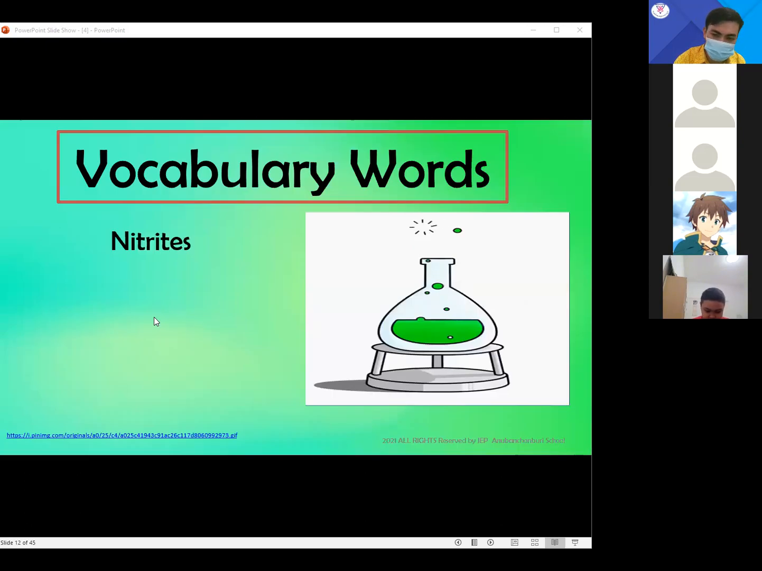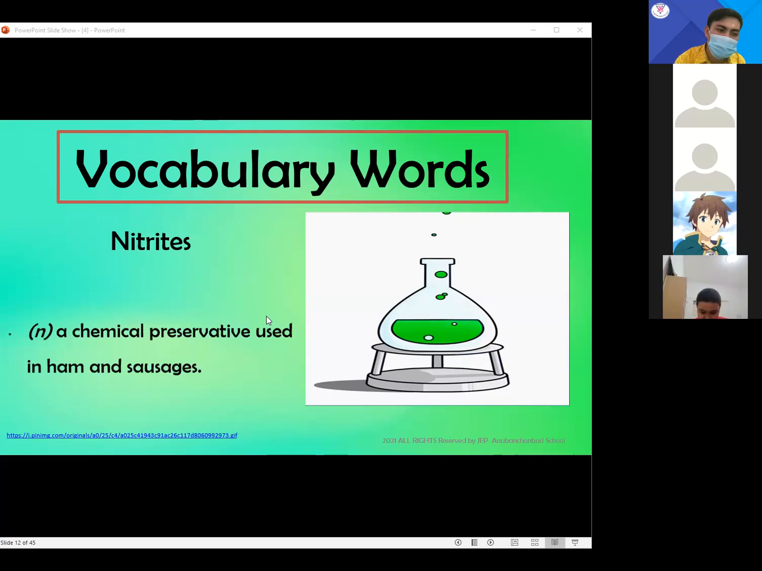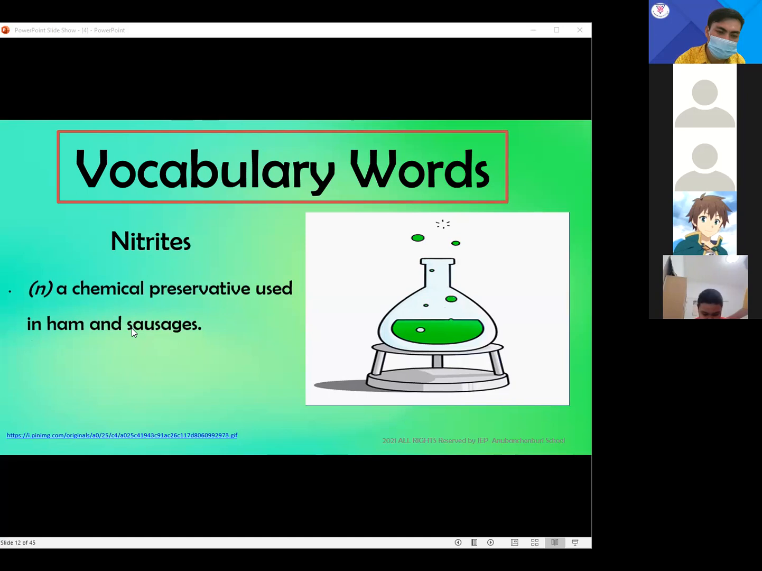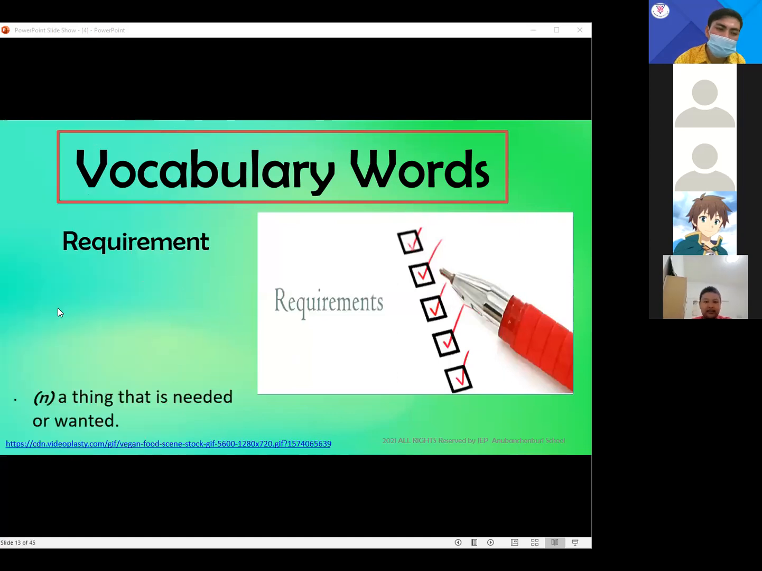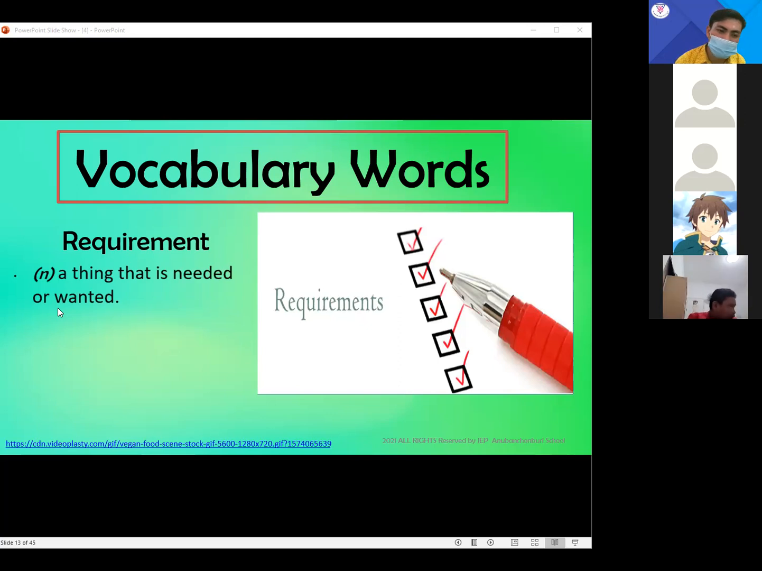Next word is nitrites. I think we studied this one in our food additives part last week. I forgot to include this one in our vocabulary words last week, so now I'm including it. Nitrites are a chemical preservative used in ham and sausages. It means these chemical preservatives are not good if you consume them. So if you like ham and sausages, you might consider minimizing eating them. Next is requirement. It is a thing that is needed or wanted. For example, attendance is one of the requirements so that you will pass our science class. It is very important that you need to pass or to give a requirement.